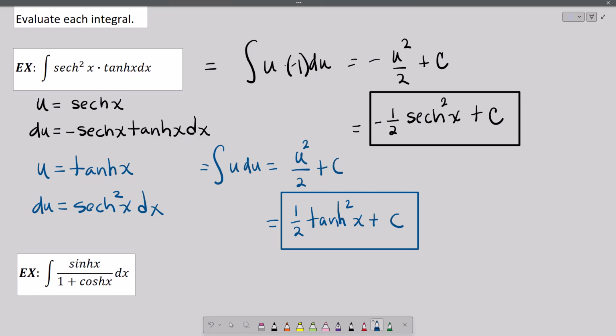How do you get from one to the other? Pythagorean identity, right? Whenever you see trig functions or hyperbolic trig functions that are squared, you should be thinking Pythagorean. So if we go to our Pythagorean identities, we'll have a Pythagorean identity that relates sech squared and tanh squared. And so you could get from one to the other if you use that identity.